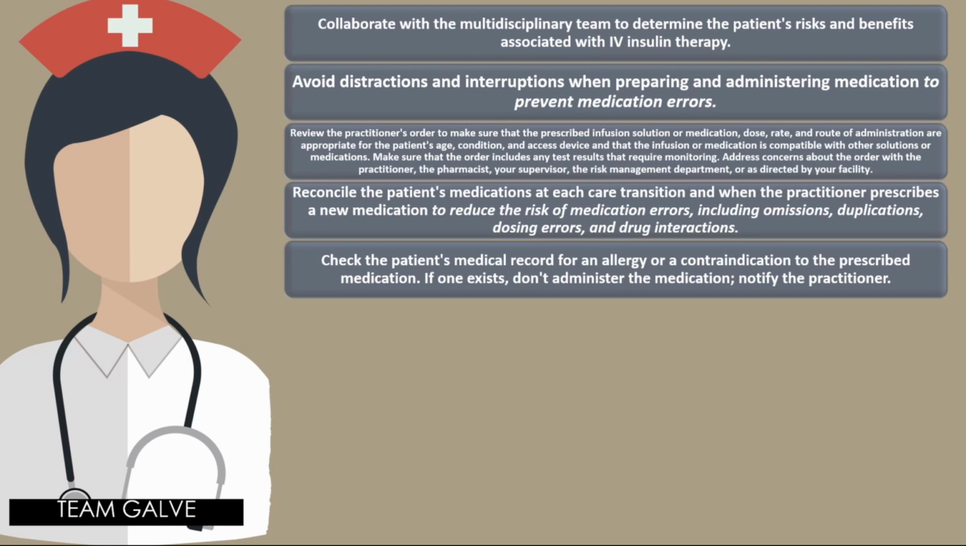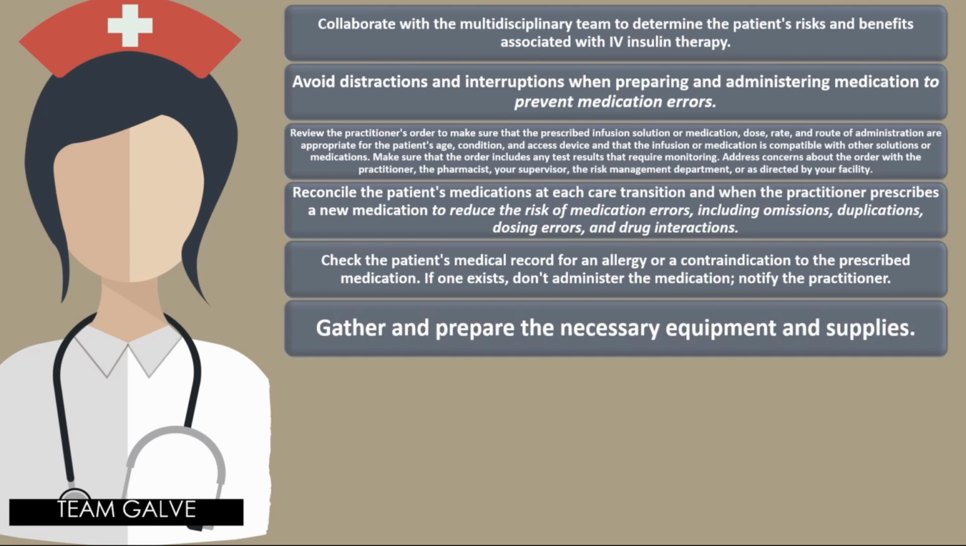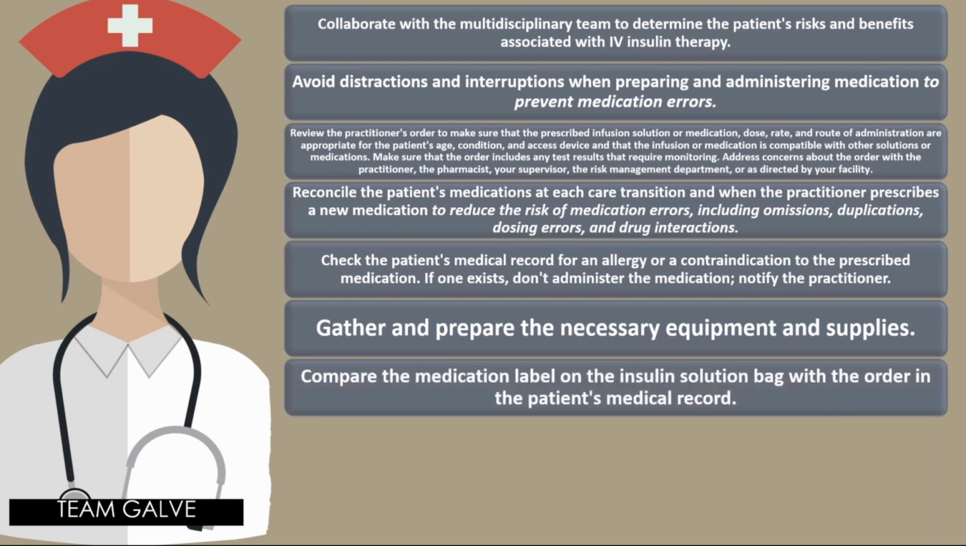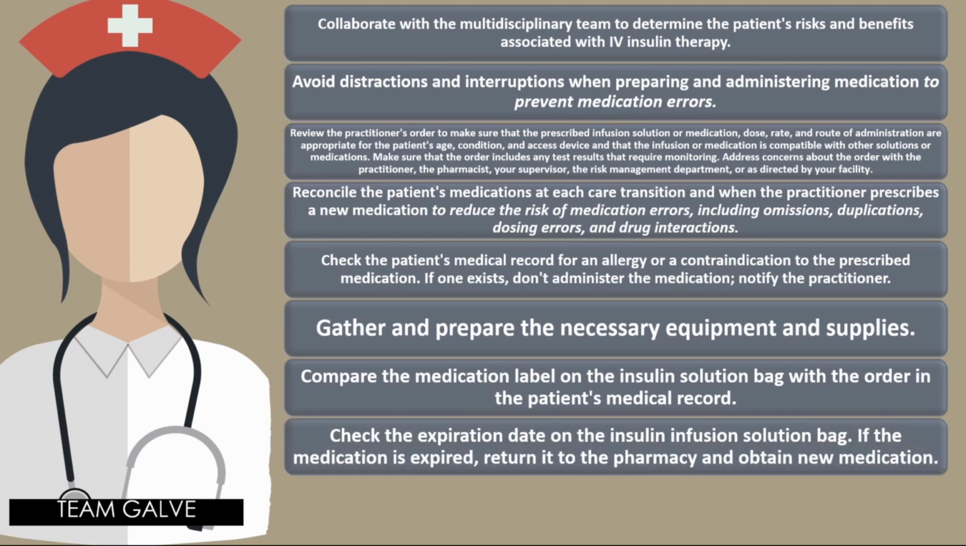Next, check the patient's medical record for an allergy or contraindication to the prescribed medication. If one exists, don't administer the medication. Notify the practitioner or your doctor immediately. Gather and prepare the necessary equipment and supplies. Alam mo na yung supplies natin kanina. We already discussed that. So, ito na yon. Gather ka na. Compare the medication label on the insulin solution bag with the order in the patient's medical record. Check the expiration date on the insulin infusion solution bag. If the medication is expired, return it to the pharmacy and obtain new medications.